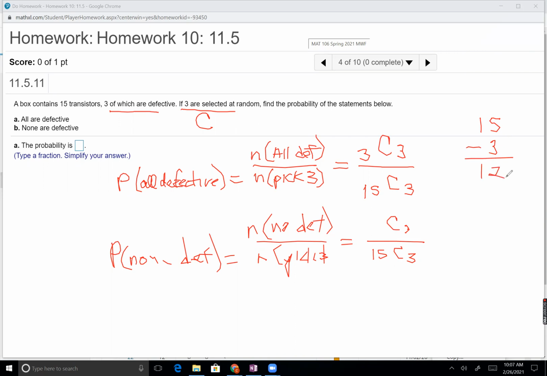And so does it make sense that this numerator this time would be 12 combination 3? Better? Okay. Were you all right on your own with setting up the first one? I think what makes this one tricky is to realize that if 3 are defective, then 12 are not. Okay?